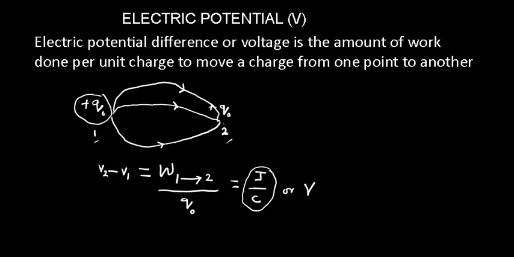And the work done in a closed path is always equal to 0. So work done in a closed path is equal to 0. I hope that is well taken. Okay, let's go ahead.